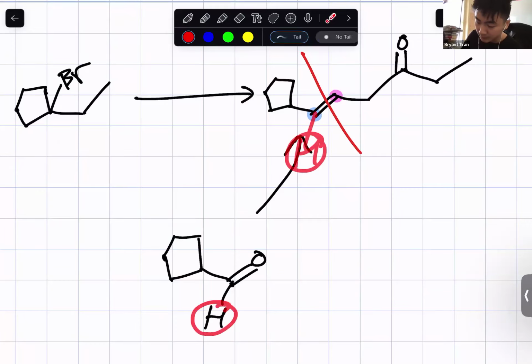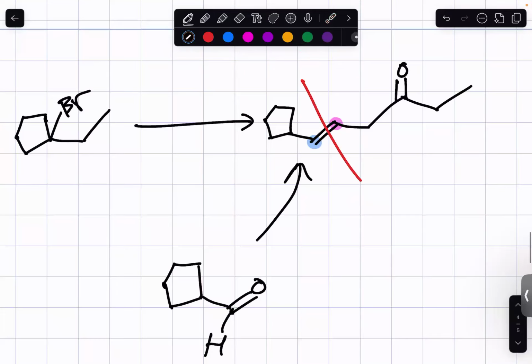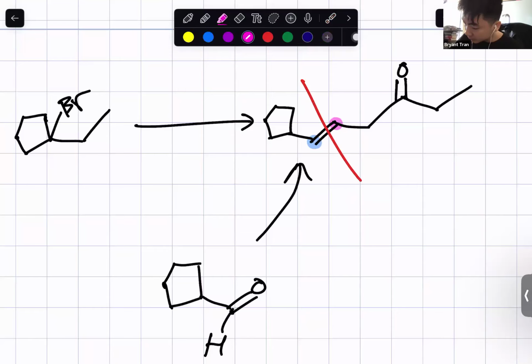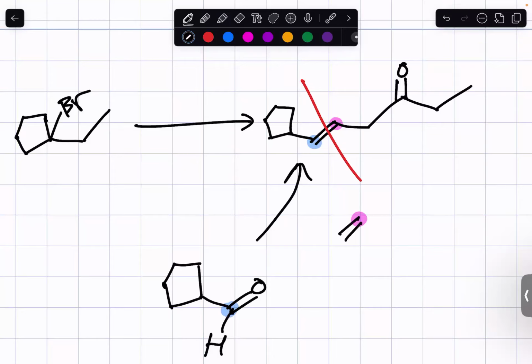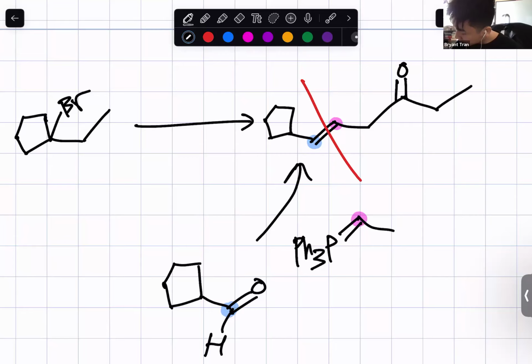But I'm gonna draw it explicitly because we usually draw hydrogens on aldehydes explicitly like that. Now, that's the blue carbon right there. The pink carbon would be the ylid carbon, which would be double bonded to a phosphorus triphenyl group. And because this is an E alkene, we want this to be conjugated.